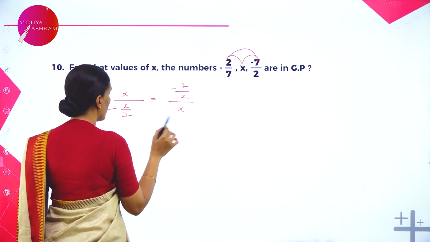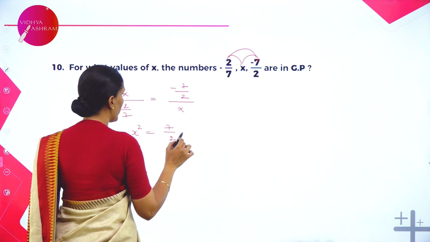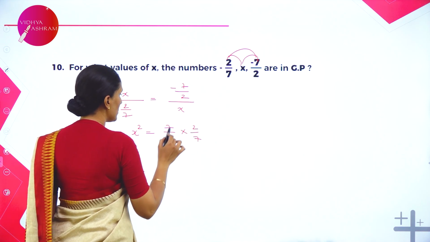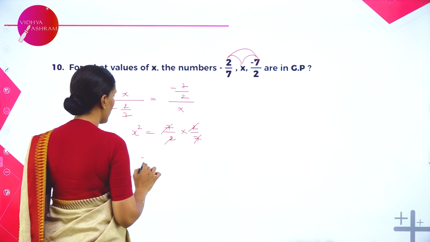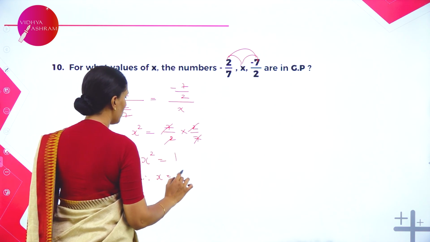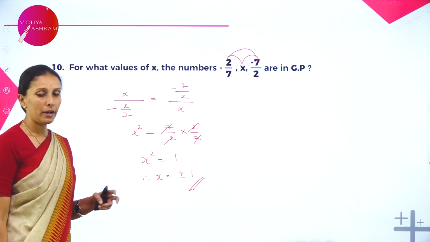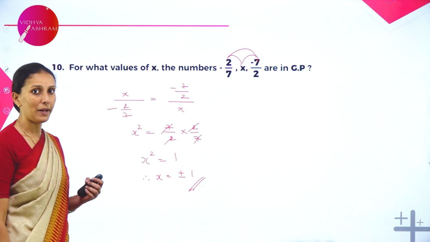So here this becomes x square is equal to 7 by 2 into 2 by 7. So that cancels here, x square is equal to 1. So therefore x is equal to plus or minus 1. So the number may be minus 1 or plus 1.